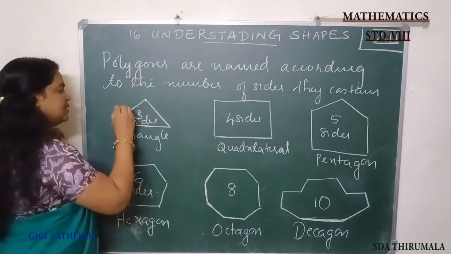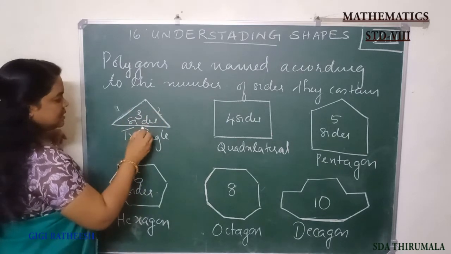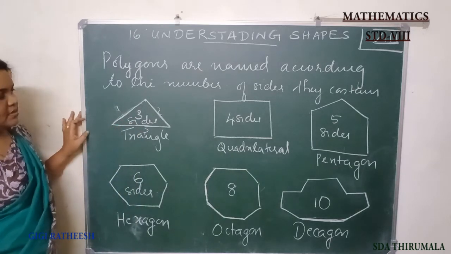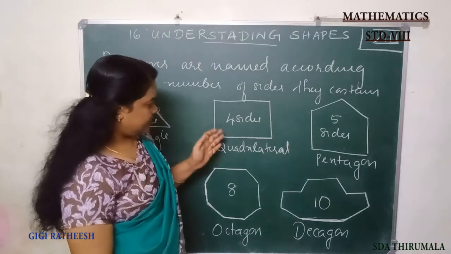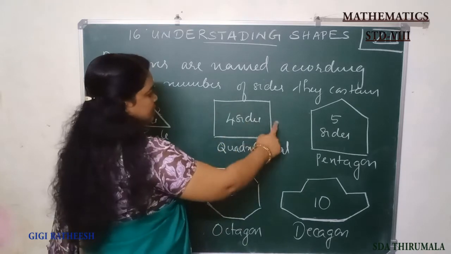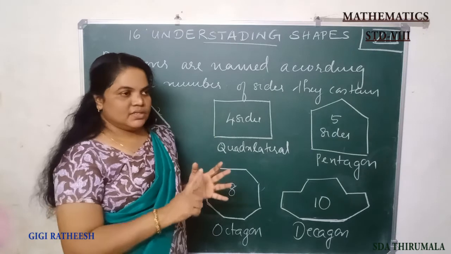Here there are three sides. That is one, two, three sides, and with these three sides we can see that the name of this polygon is triangle. For this polygon there are four sides. One, two, three, four. Four sides, and a four-sided polygon is called a quadrilateral.